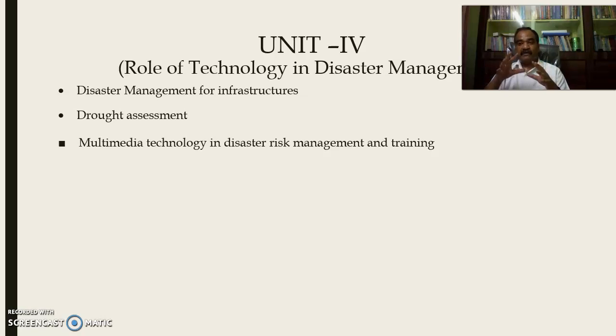So particularly, different infrastructures are there, very valuable infrastructures, and how they will be affected during the disasters. And second thing, how multimedia or technology is helping us. Particularly, the role of technology is very, very helpful in assessing drought or famine in our country. So how drought is being assessed with technology, and in particular, how multimedia technology has recently been used for disaster risk management.